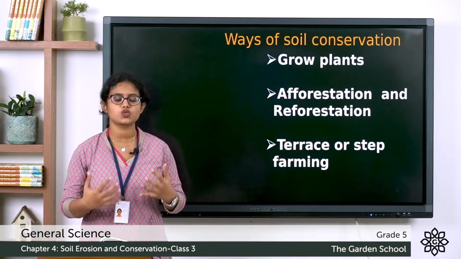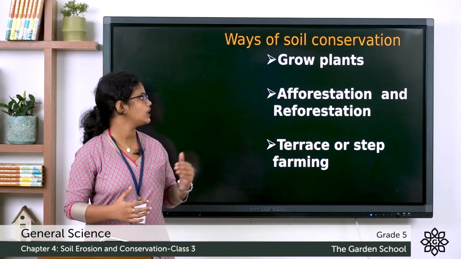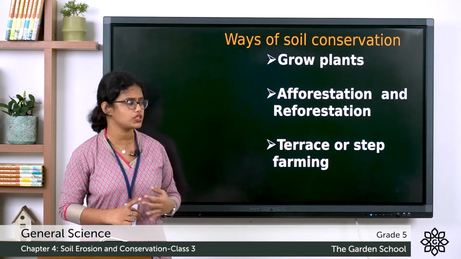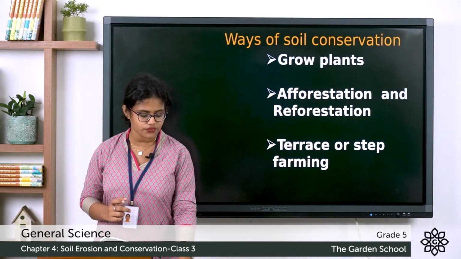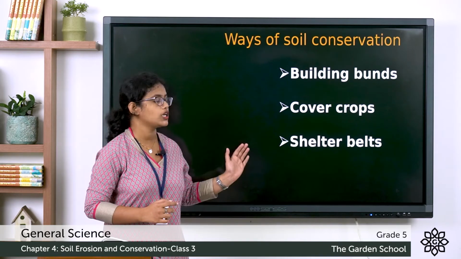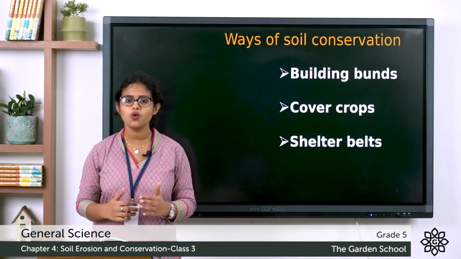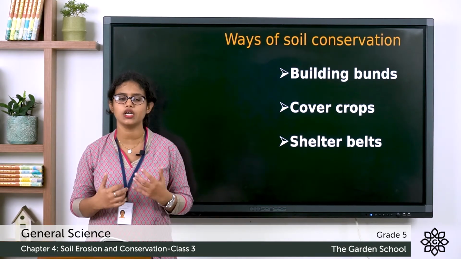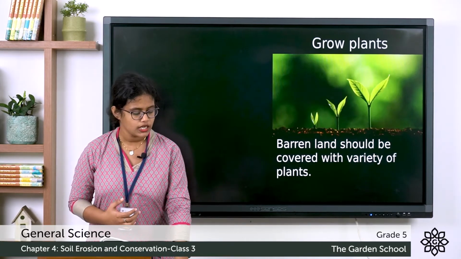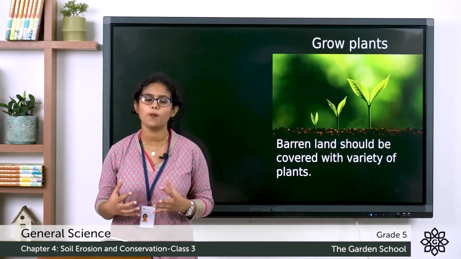There are different ways to conserve soil, which are grow plants, afforestation and reforestation, terrace or step farming, building bunds, cover crops, shelter belts. And now we are going to learn about each of these ways one by one. Coming to the first one, grow plants.